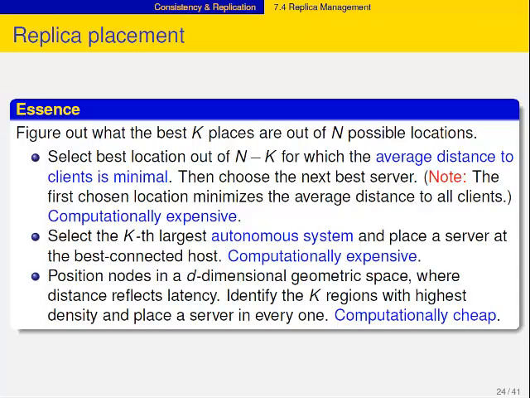I have so many clients over there. I can simply compute what the best places would be to minimize the total distance to clients. And that's almost a straightforward computation. I think it's quadratic in the number of servers. So that's much, much cheaper, because the other ones are basically exponential.